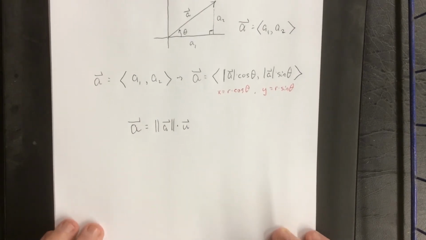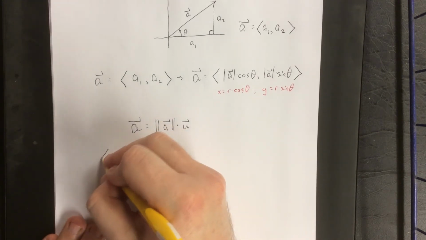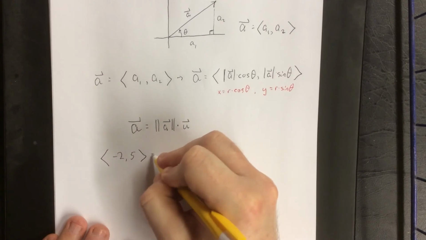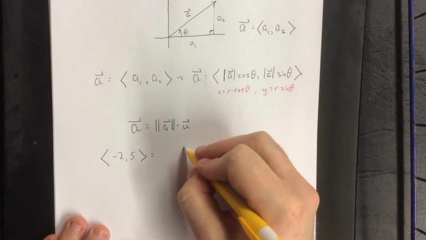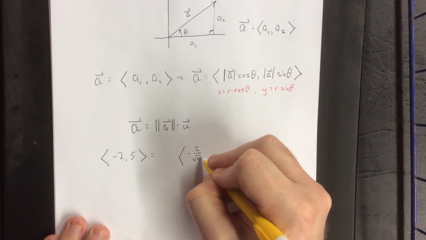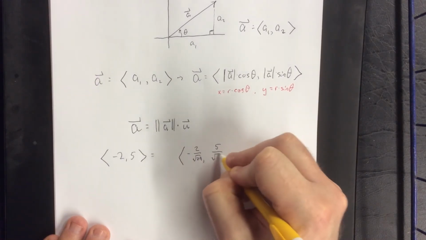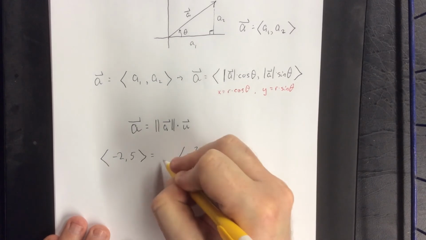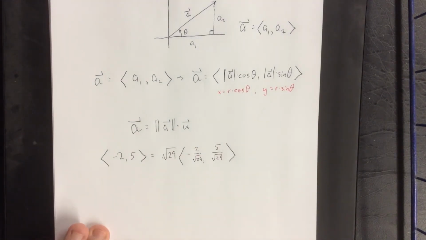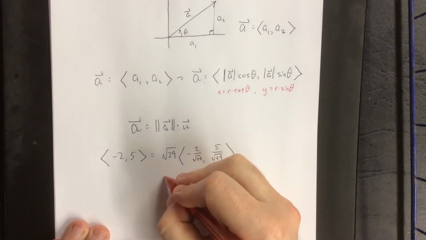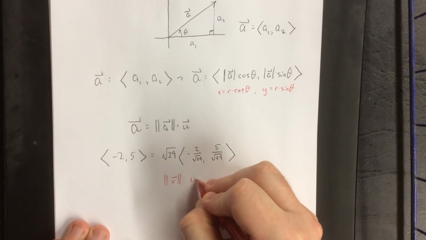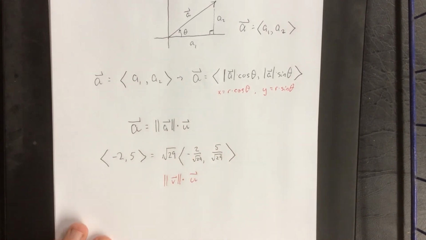In the example in our last video, we were dealing with the vector -2, 5. We were able to express the unit vector in that direction as -2 over the square root of 29 and 5 over the square root of 29. If we factor out that square root of 29, then we now have equality between these two vectors. So this would be the magnitude of the vector that we referred to as v times the unit vector pointing in that direction.